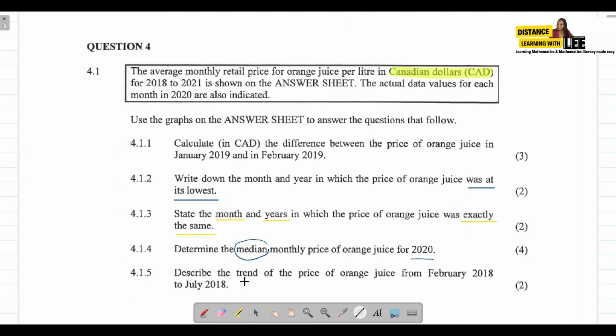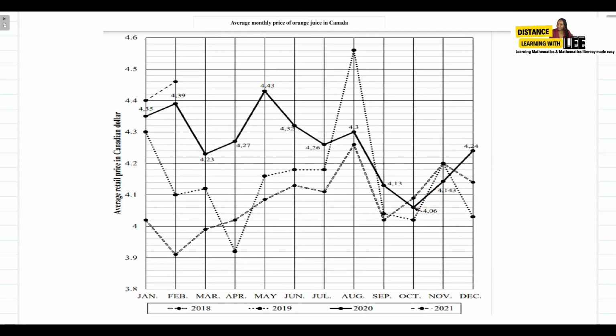Next question. Question 4.1.5 says, describe the trend of the price of the orange juice from February 2018 to July 2018, right? So if you have to describe the trend, what do we see happening from February 2018 to July 2018? Okay, so let's go to our graphs. February 2018 is this point there, and July 2018 is this point there.